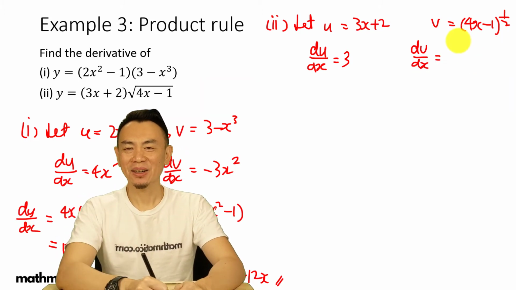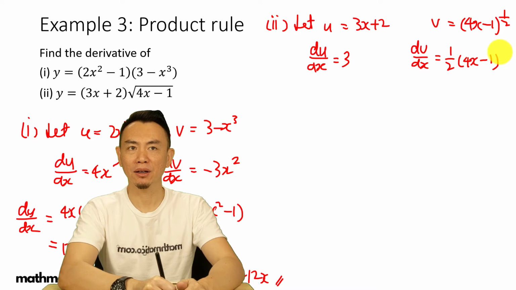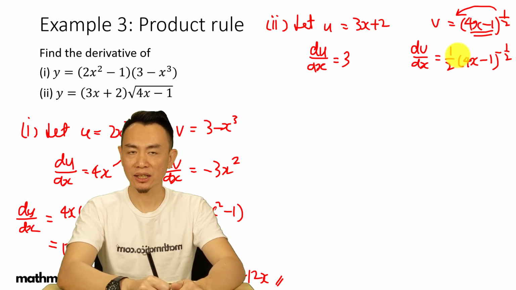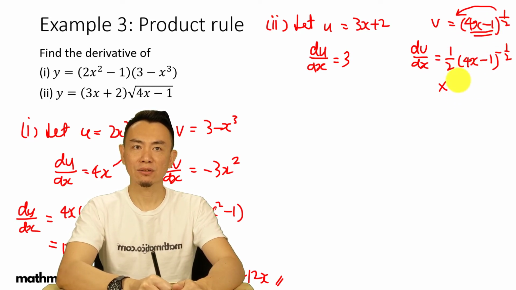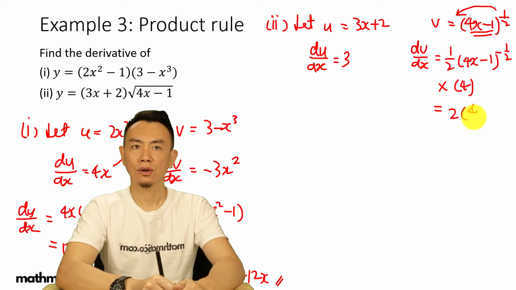Otherwise you should know that this power half here, you bring it down, times 4x minus 1 to the power of negative half. Power bring down, power minus 1. Half minus 1 is negative half. Whatever is inside the bracket, we don't differentiate it first. Then we differentiate whatever is inside and multiply it separately. Okay, differentiate 4x is 4. So this is going to give us 4 times half is 2, times 4x minus 1 to the power of negative half.